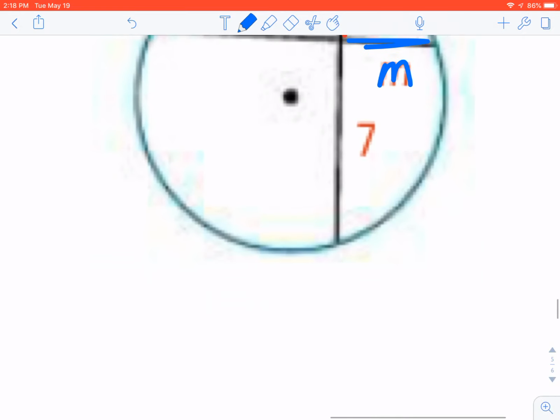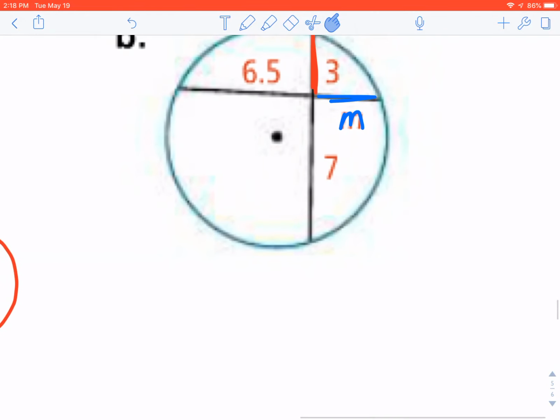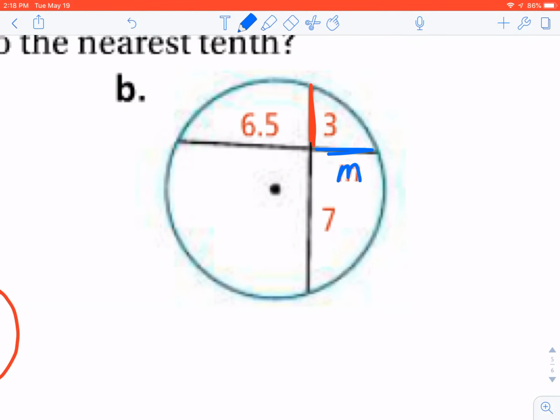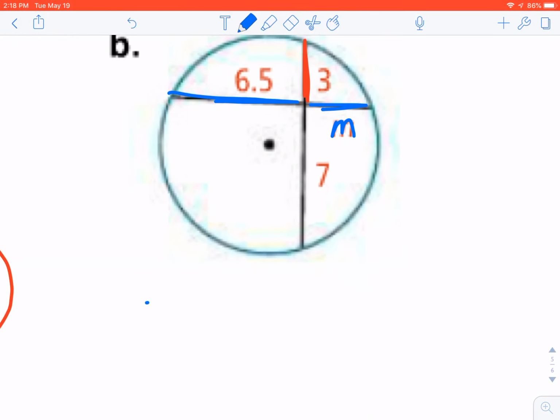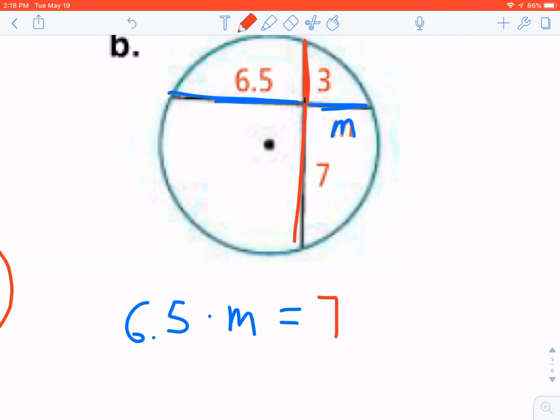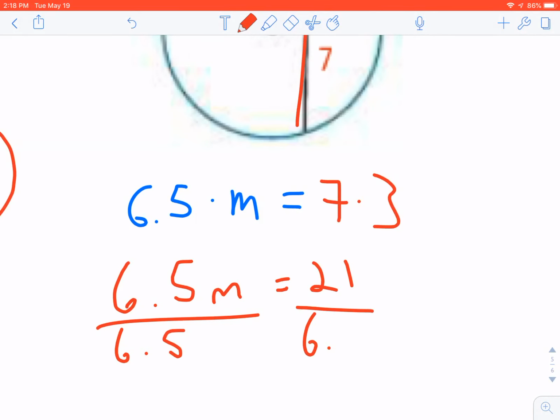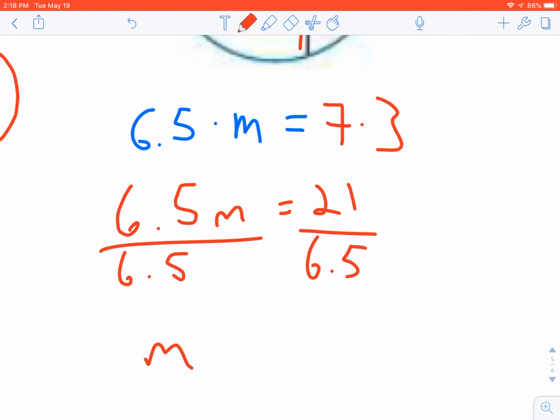Okay, so when I go to set this up, this is just parts times parts. So if I look at, let's stick with the blue here, 6.5 and m are the two parts of that chord. So 6.5 times m is equal to, and then the parts of this chord, 7 times 3. So that gives you 6.5 m is equal to 21. Divide both sides by 6.5, and m comes out to be about 3.2.